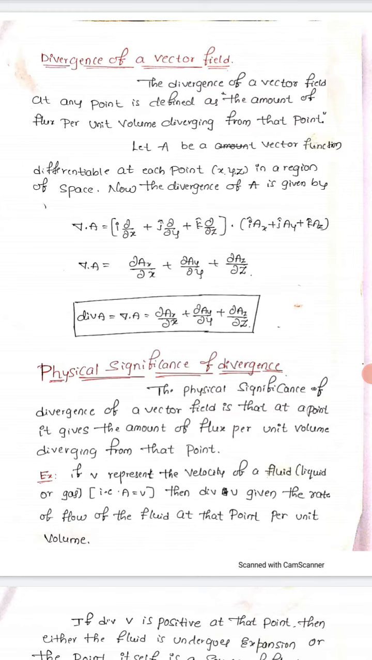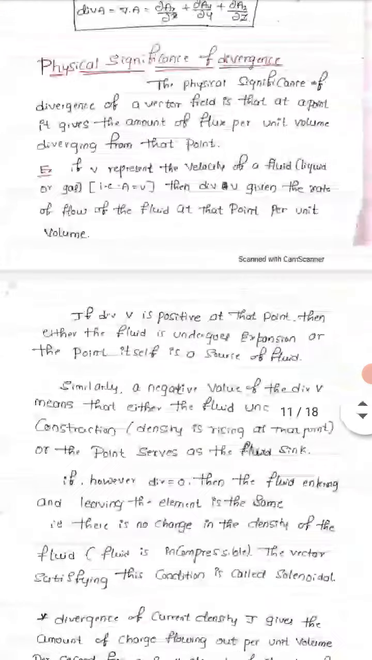Then divergence of A equals del dot A equals ∂Ax/∂x + ∂Ay/∂y + ∂Az/∂z. This is the divergence of a vector field. This is also important for 5 marks.